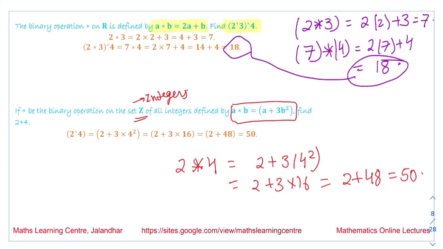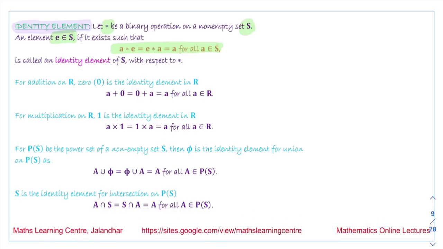Next we have the identity element. This is the definition we have. Let star be a binary operation on a non-empty set S. An element E belongs to S, if it exists such that A star E is equal to E star A is equal to A for all A belongs to S, then this E is called the identity element. So the examples are given over here.